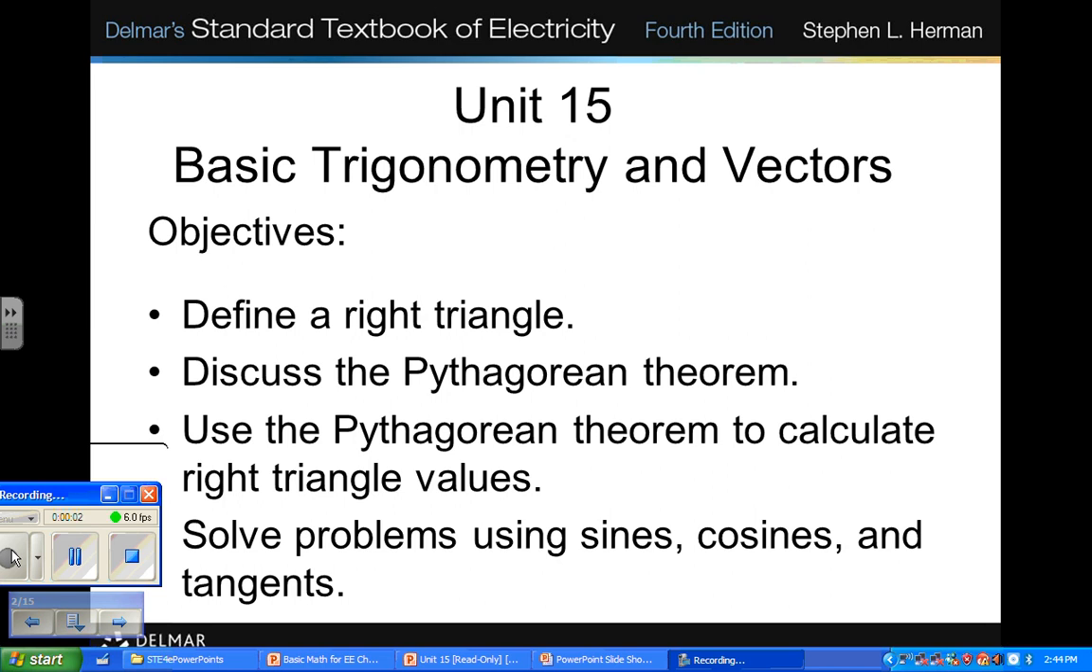Unit 15 in STE and unit 14 in basic math for electricity and electronics is about triangles. It has a scary word in the title called trigonometry. I don't want you to say that word anymore. Until you're doing it, I don't want you to say that word anymore, okay?